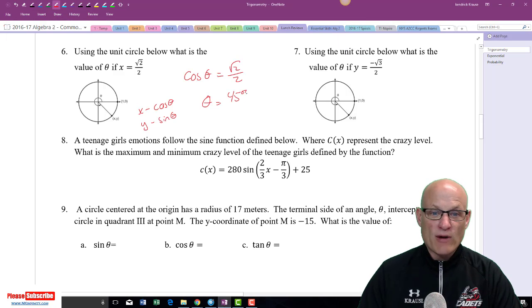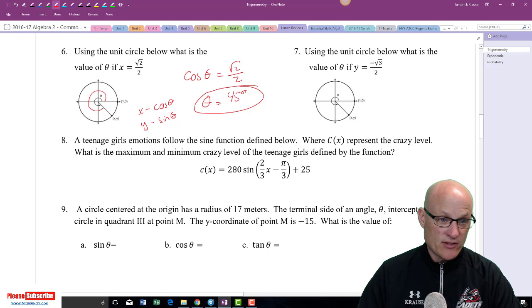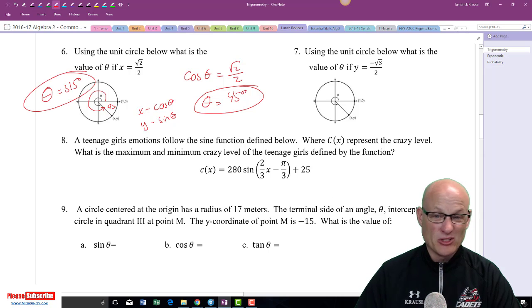So I know my reference angle has to be 45 degrees, but that's not what theta is. Theta is this. So it's all but 45 degrees. So in this case, theta is equal to 315 degrees. So I kind of fooled you a little bit.